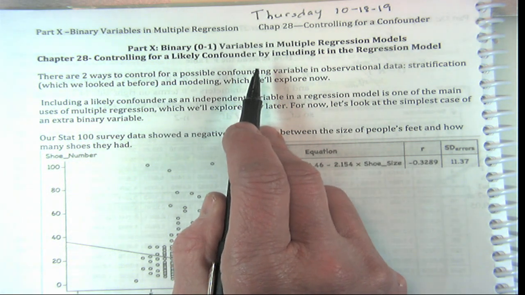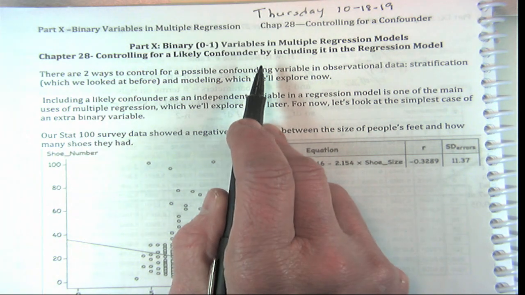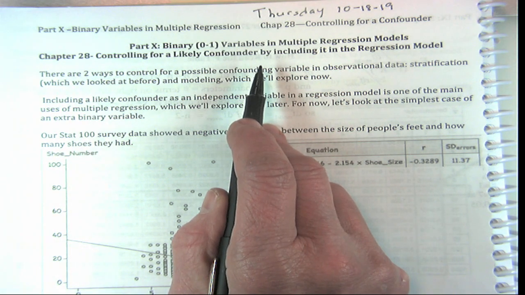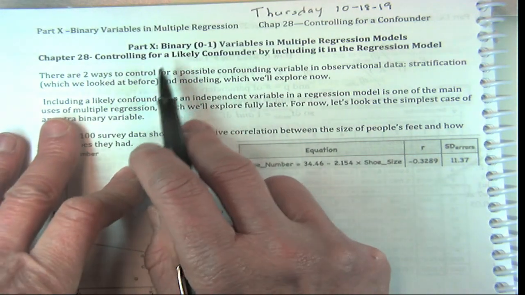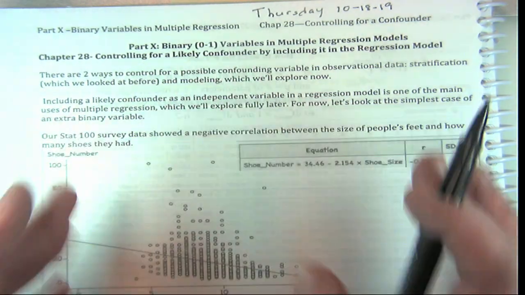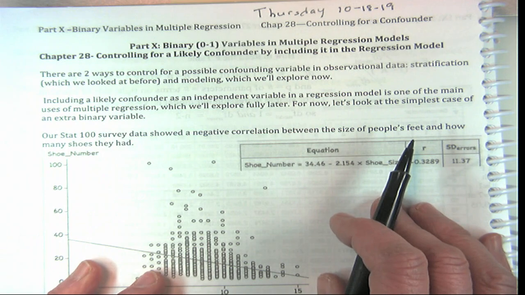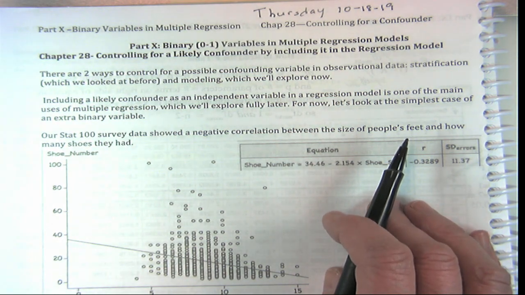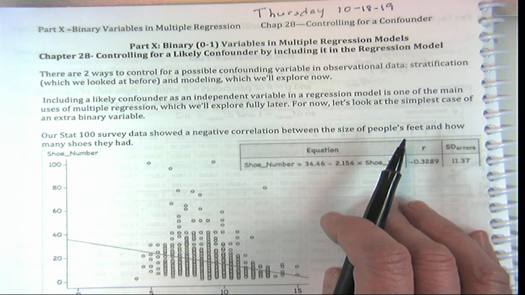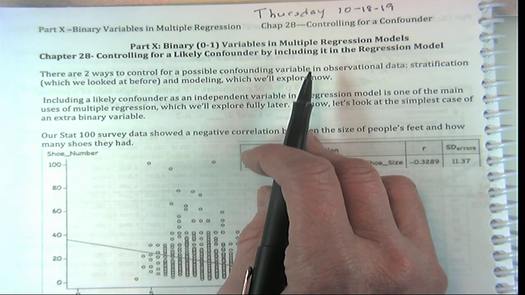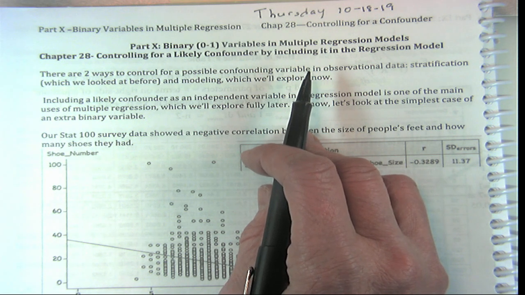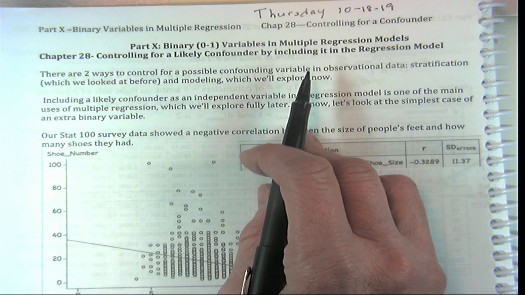Often we add another variable to remove confounding. In this example, in the next few chapters, I'm going to show you how adding a variable to a regression model, sometimes called adding it as a covariate, is used to control for a likely confounder.